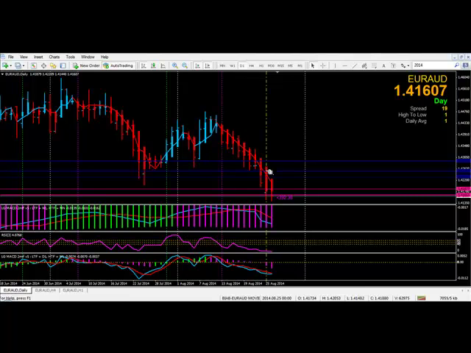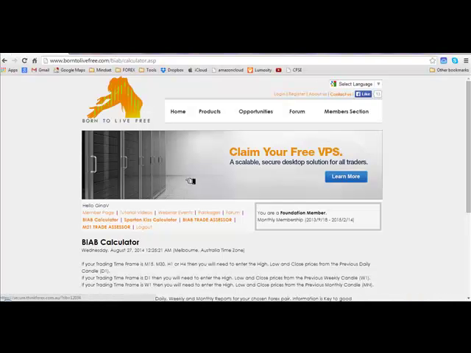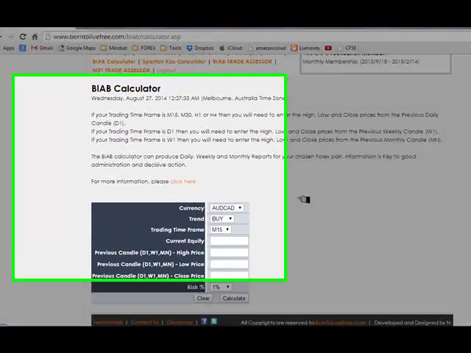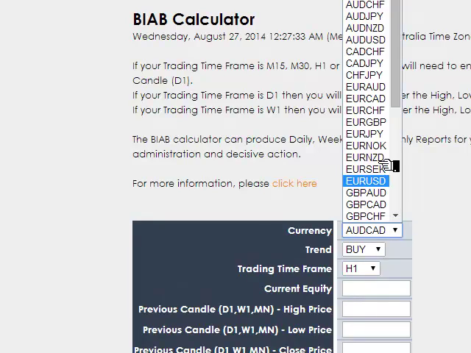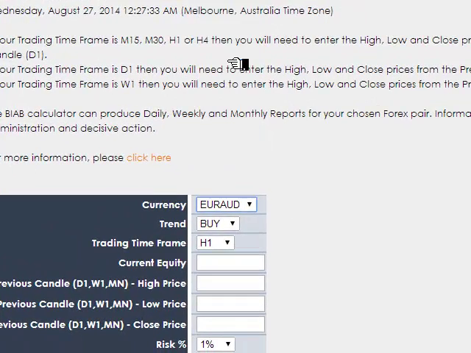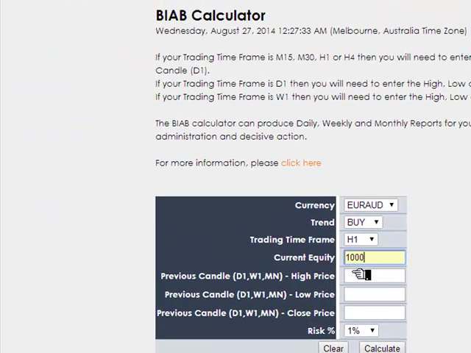Once you've recorded those on your worksheet, you're then going to go to the Born to Live Free website and select the Business in a Briefcase calculator. Our trading time frame is going to be an hour for Euro Aussie, and just as a default I'm going to put in 1,000, but you can equally put in your demo or live account trading balance and then complete the figures.